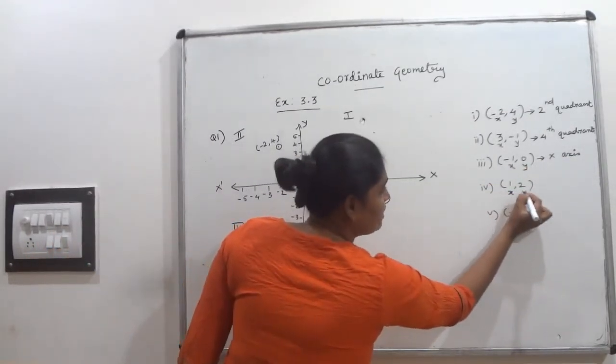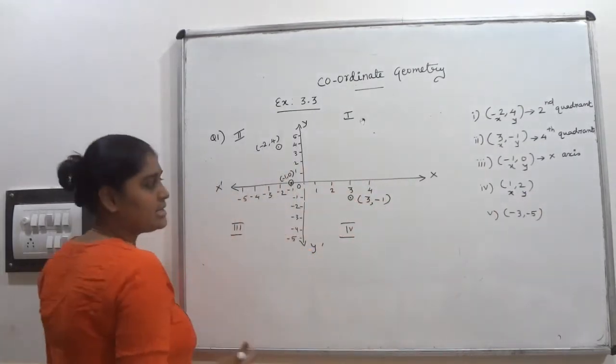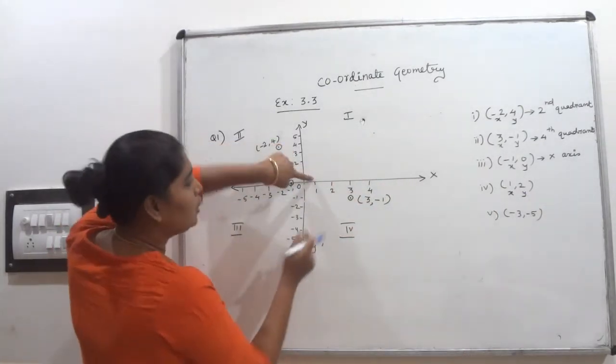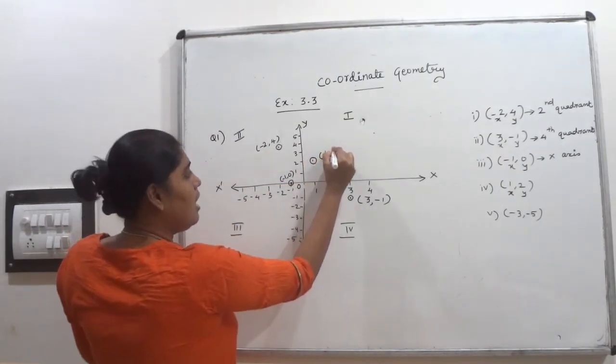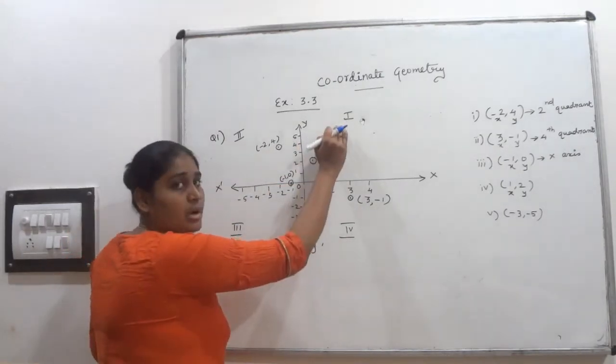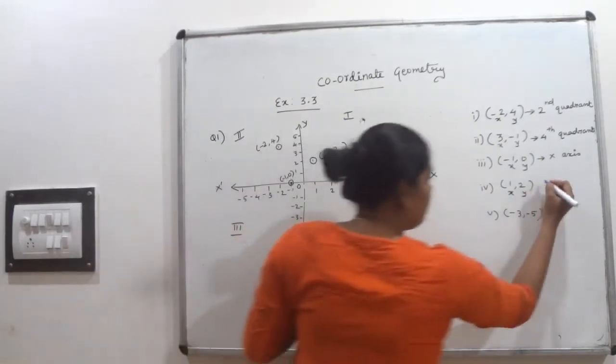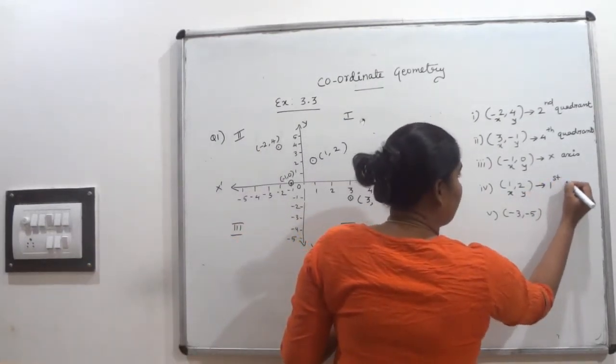Then go for (1, 2). This is the x value, this is the y value. 1 on the x-axis, 2 on the y-axis. So this particular point will lie here. Which quadrant is this? First quadrant. So write first quadrant.